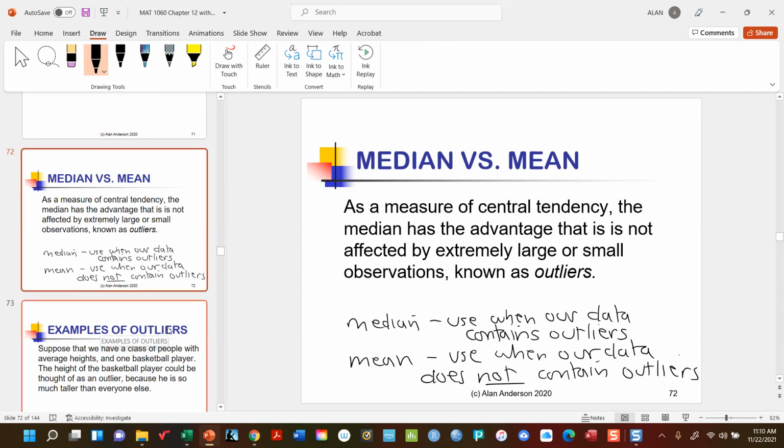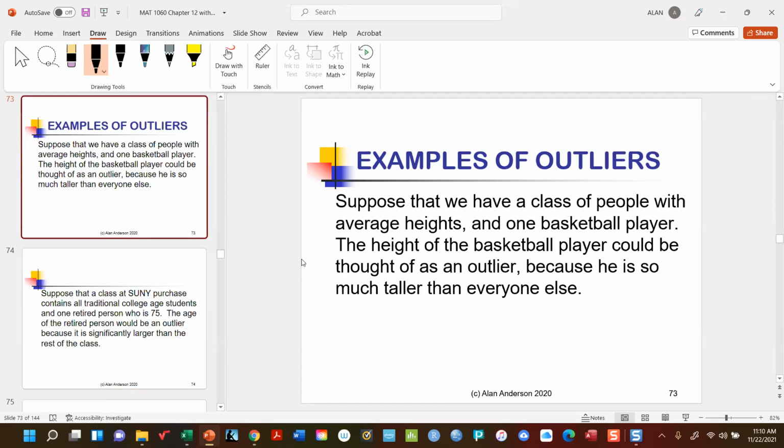All right, so let me show you a quick example of an outlier. You probably have experienced this. Imagine that we're interested in looking at the heights of the students in our classroom. And there's a basketball player in the class, and he's 7'3". The rest of us are much, much smaller. His height could be considered an outlier because he's so much taller than everyone else. Imagine the heights are like 5'9", 6 foot, 6 foot, 5'9", 5'8", 7'3". So that basketball player's height could be thought of as an outlier.